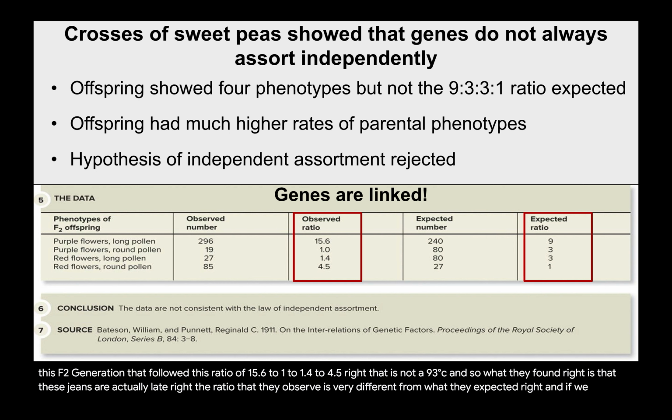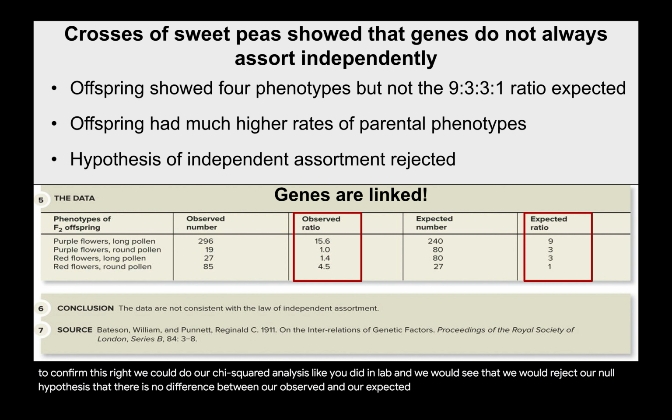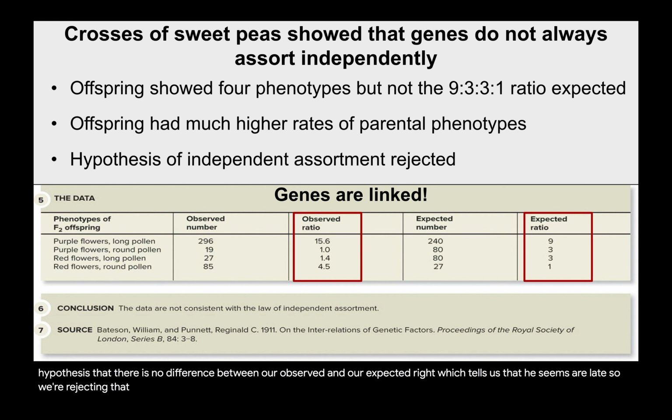And if we wanted to confirm this, we could do our chi-squared analysis like we did in lab, and we would see that we would reject our null hypothesis that there is no difference between our observed and our expected, which tells us that these genes are linked. So we're rejecting that hypothesis of independent assortment.